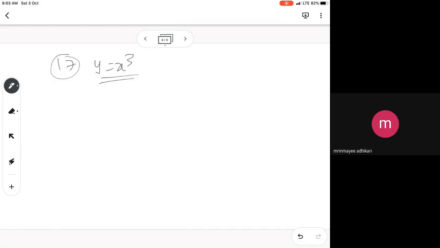dy by dx, you are going to get 3x square. Isn't it? dy by dx is 3x square. So the slope of the tangent is equal to the y coordinate, that is, 3x square is equal to y.